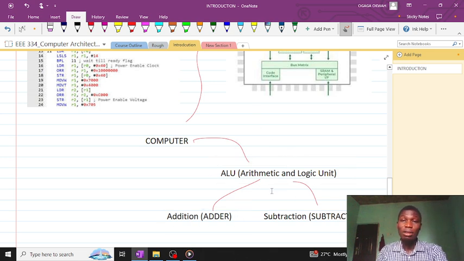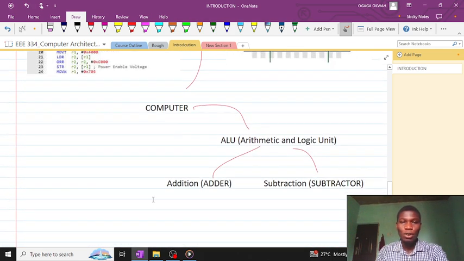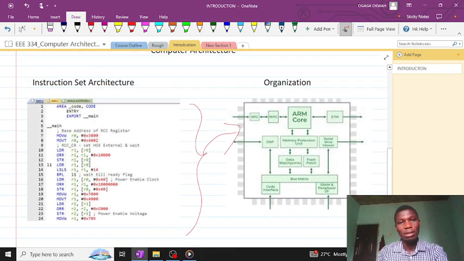The arithmetic and logic unit does two basic things: addition and subtraction, which is the adder and subtractor. So in the next video we'll expand on the adder, and we'll see how the arithmetic unit carries this out. We'll focus on how the adder works, the types of adder and how they work. Then other videos will go on to the subtractor, its types and how it works.